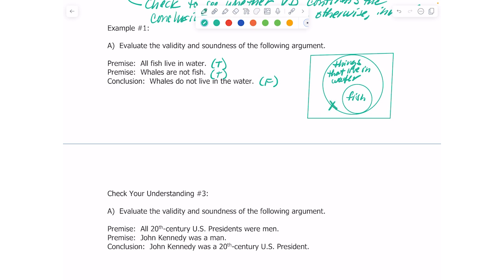So we're going to put a little X right there, okay? Again, which just signifies that we know that whales do live in the water. So the conclusion needs to be outside things that live in the water, okay? But it isn't, because we know that whales do live in the water, right? So whales are not fish, so they can't be inside here. But we know they live in the water, okay? But the conclusion says they don't. So therefore, this has to be an invalid argument.